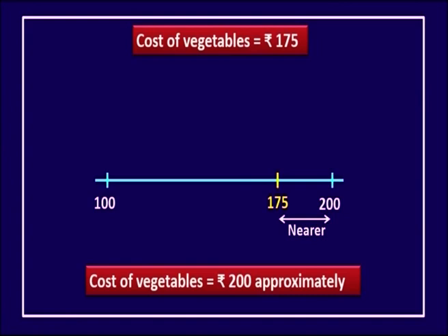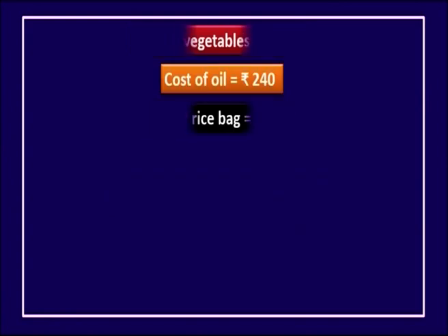So it is not the exact cost, children, but we say the rough cost, or the estimate, or approximate price I can say. Okay, that is nearest to the hundreds. Then next we will go for the cost of oil, which is 240 rupees.